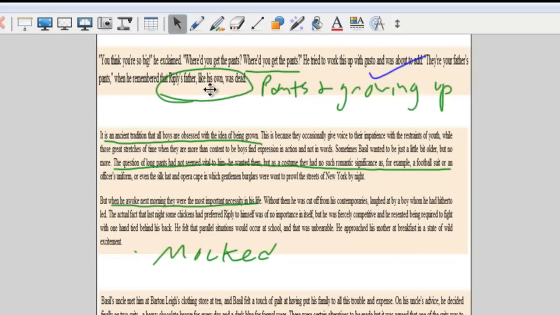So as I read, things I've noticed here, for example, when Ripley and Basil get into a bit of a disagreement over the attention of a girl, Basil's being mocked by Ripley for not having pants. Basil says to Ripley, "Where'd you get the pants? Where'd you get the pants? From your father. You think you're so big." There's something about pants and growing up here. Both the boys are missing their fathers. And then later, there's this interesting narrative exposition that deals with the tradition that boys are obsessed with the idea of being grown. Yesterday Basil didn't care about pants. Now it's the most important necessity in his life. He's been mocked, and now he cares about having pants. So something's going on here, and I need to look further into it.